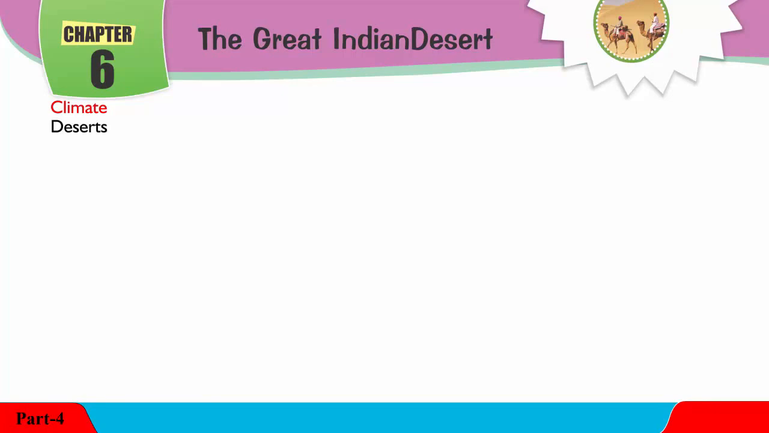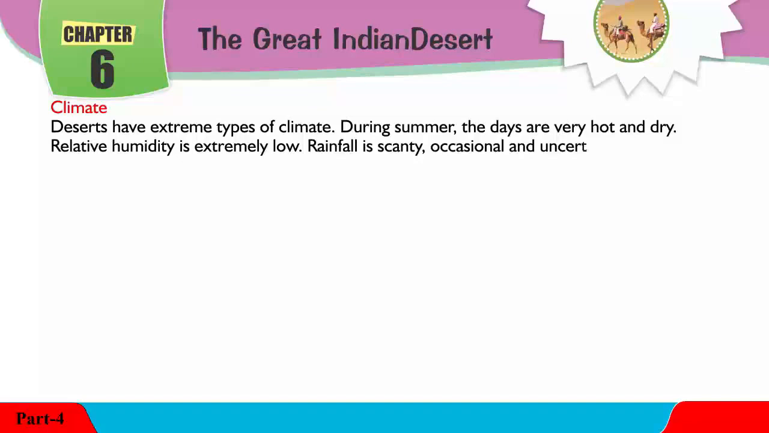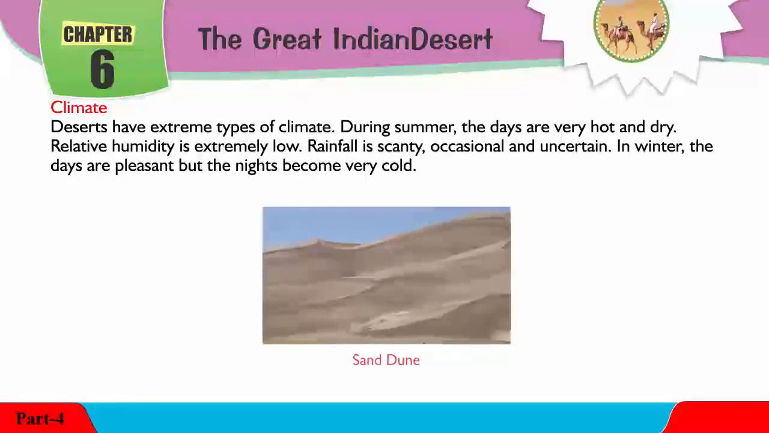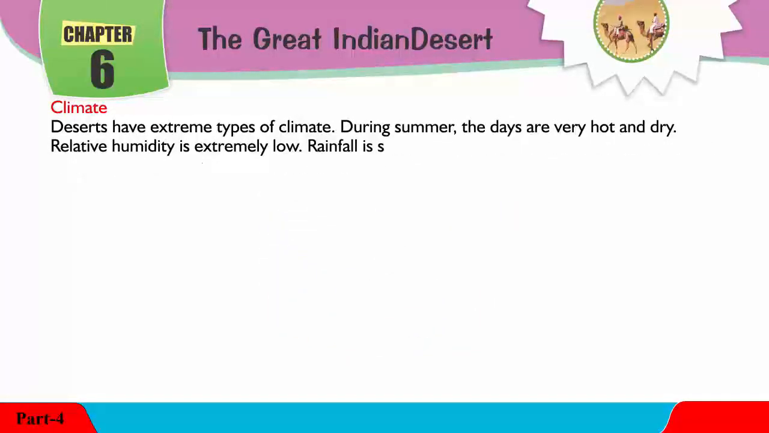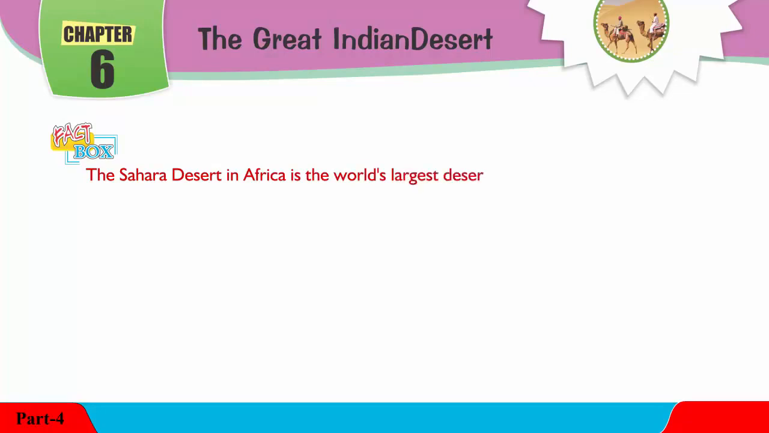Climate. Deserts have extreme types of climate. During summer, the days are very hot and dry. Relative humidity is extremely low. Rainfall is scanty, occasional and uncertain. In winter, the days are pleasant but the nights become very cold. Sand dune. Fact box. The Sahara Desert in Africa is the world's largest desert.